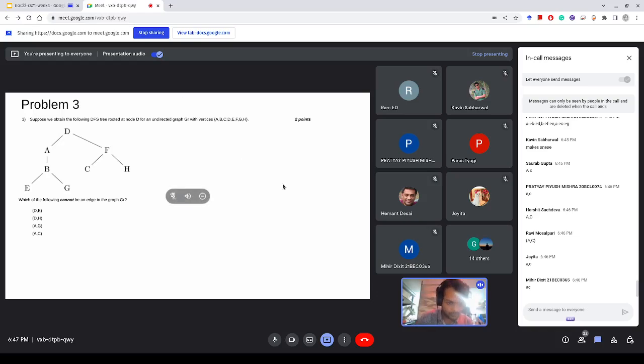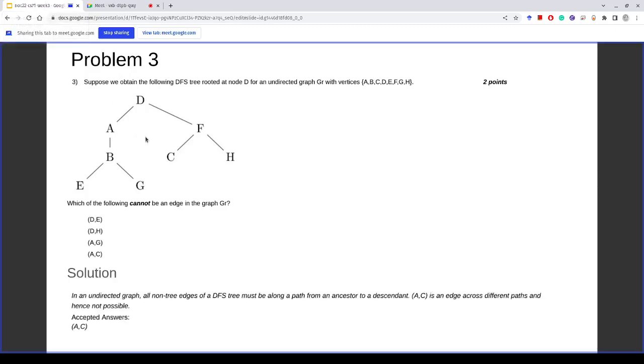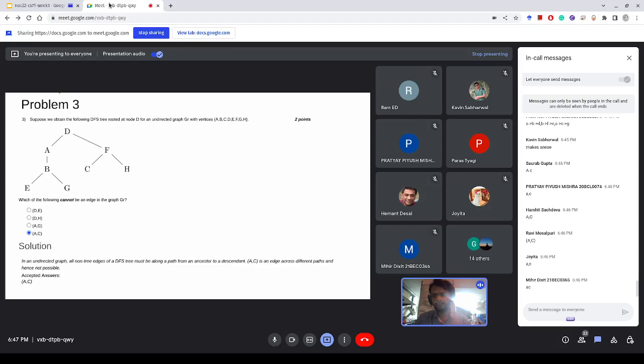Okay, so many of you did answer it correctly, AC. Why is the answer AC? If you think about it, you are given this DFS graph, and in the original graph, if A and C were to be connected, then after you have reached A, then B, then E and G, you come back to B, then A, then you would have gone to C. You wouldn't have gone to D, then F.